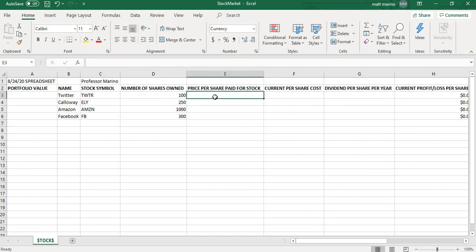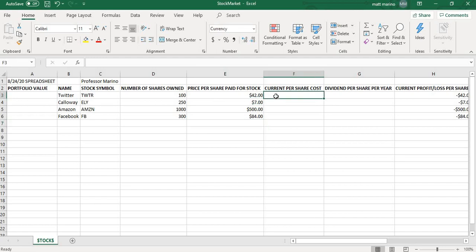Let's come up with a specific price per share paid for the stock. Let's say I got in on Twitter at $42. Let's say I got in on Callaway at $7. Let's say I got in on Amazon at $500. And I got in at Facebook at $84.